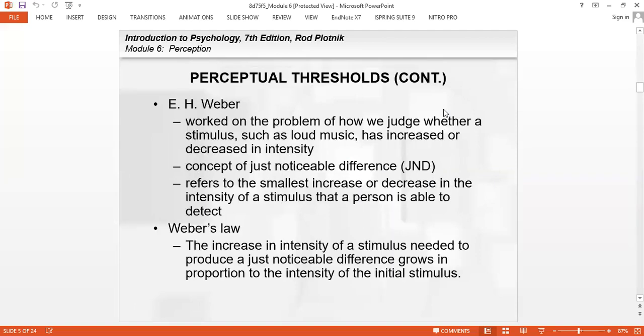Perceptual thresholds, according to Weber, who worked on the problem of how we judge whether a stimulus such as loud music has increased or decreased in intensity. The concept of just noticeable difference, JND, refers to the smallest increase or decrease in the intensity of a stimulus that a person is able to detect. Weber's law: the increase in intensity of a stimulus needed to produce a just noticeable difference grows in proportion to the intensity of the initial stimulus.